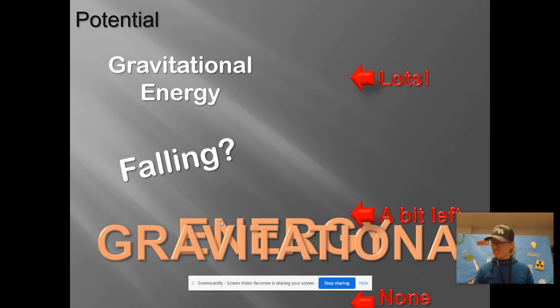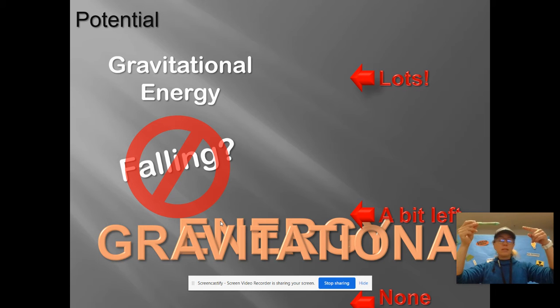So is gravitational energy falling? No, it is not the same as falling. It's going to be based on an object's position. So for example, this pin, if I hold it up here, the pin is not falling at this point. It's not moving. The energy that it has, it's stored energy. It is gravitational energy based on its position. It has the potential of falling.